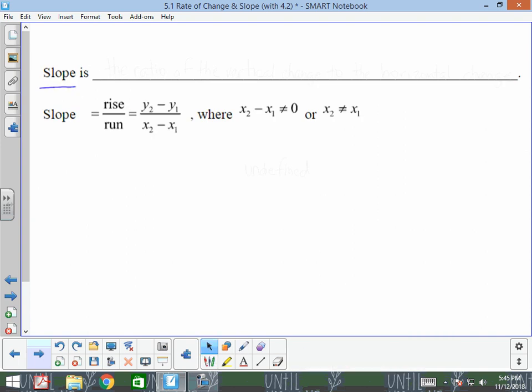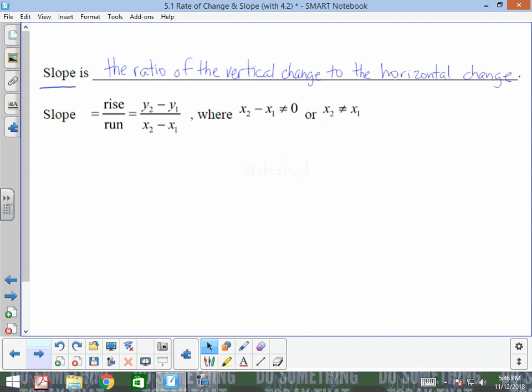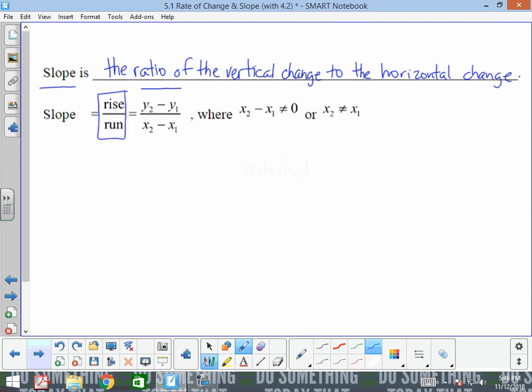So slope on a graph is the ratio of the vertical change to the horizontal change. You also know it as rise over run. And then here's our formula. Second y minus first y over second x minus first x. Now, I know that's not what that says.